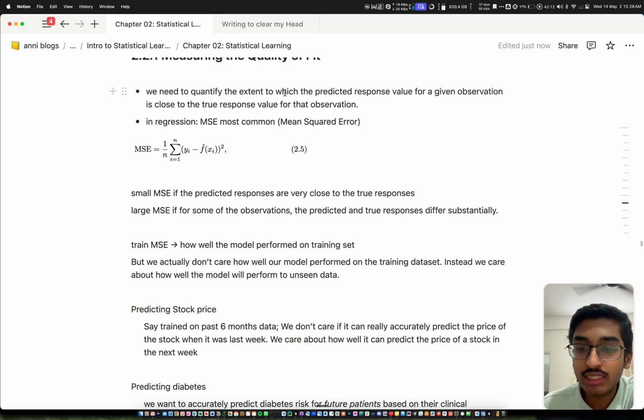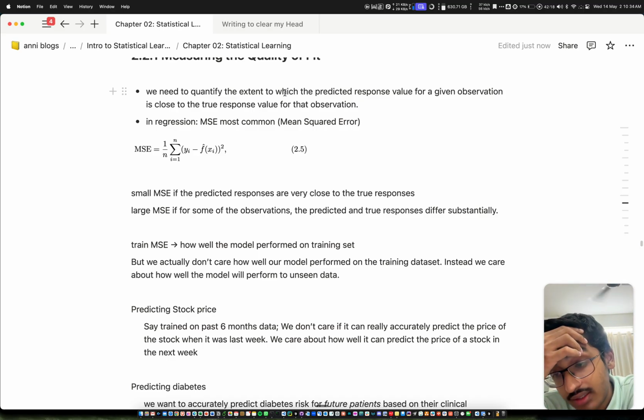In regression, that is when you're trying to predict a number, for example in the advertising data set you're trying to predict the sales, the MSE, mean squared error, is used. For each observation, you take the actual y, the actual sales, and the predicted sales that your model predicted for that particular input. You take the difference and you square it.